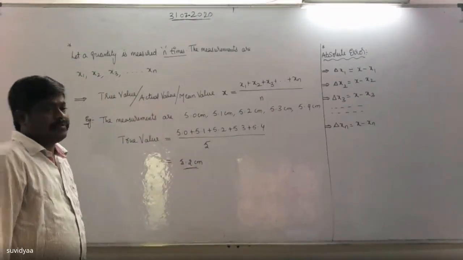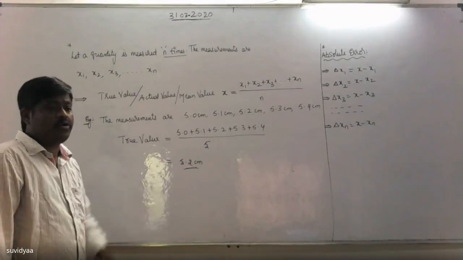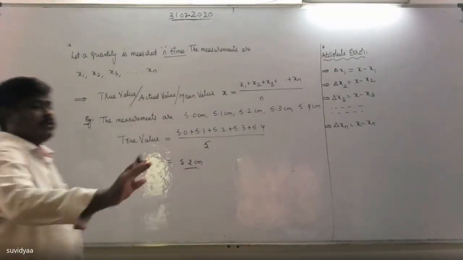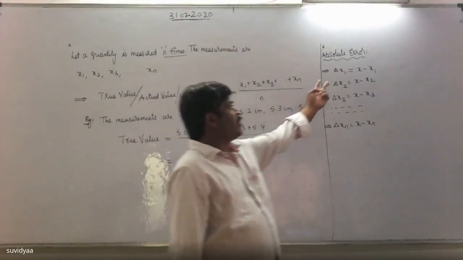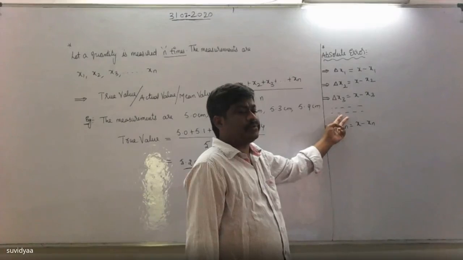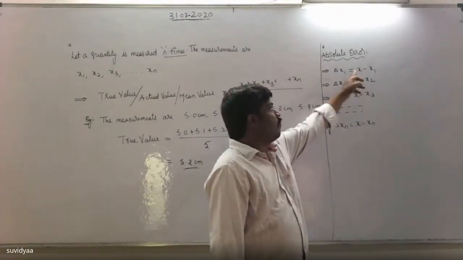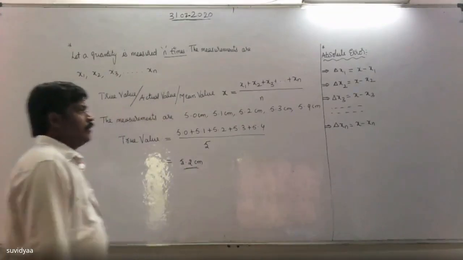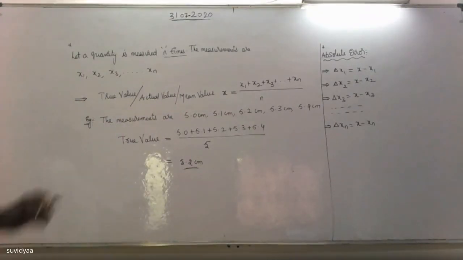Understood absolute error? Everything you have to copy in the notes. Most important, copy in the notes. First absolute error, second absolute error, third absolute error. Simple. So true value minus measured value. Okay. Next.